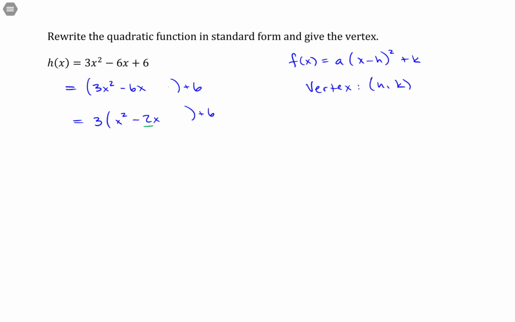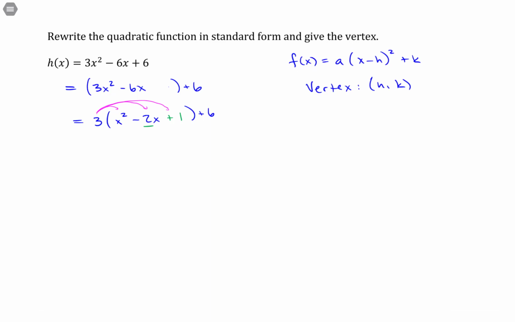So negative 2 divided by 2 is negative 1, and then negative 1 squared is positive 1. But I have to keep everything balanced. I can't just add 1 here without doing something equivalent on the outside of these parentheses. The tricky thing is, most students want to then just subtract 1 on the outside. But the 3, because of the distributive property, actually multiplies everything inside of these parentheses, including the positive 1.